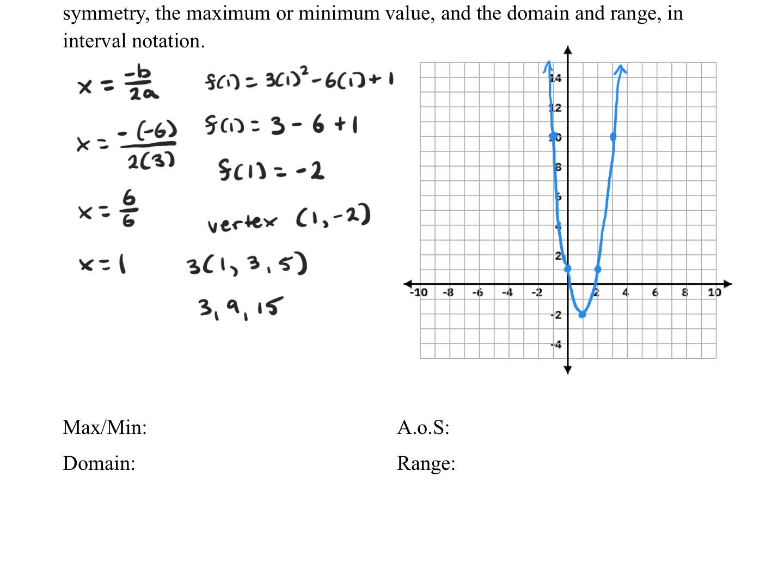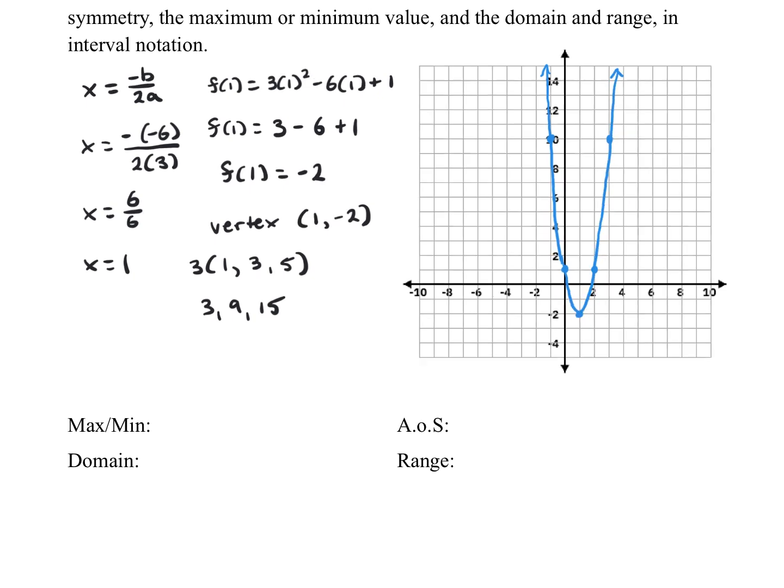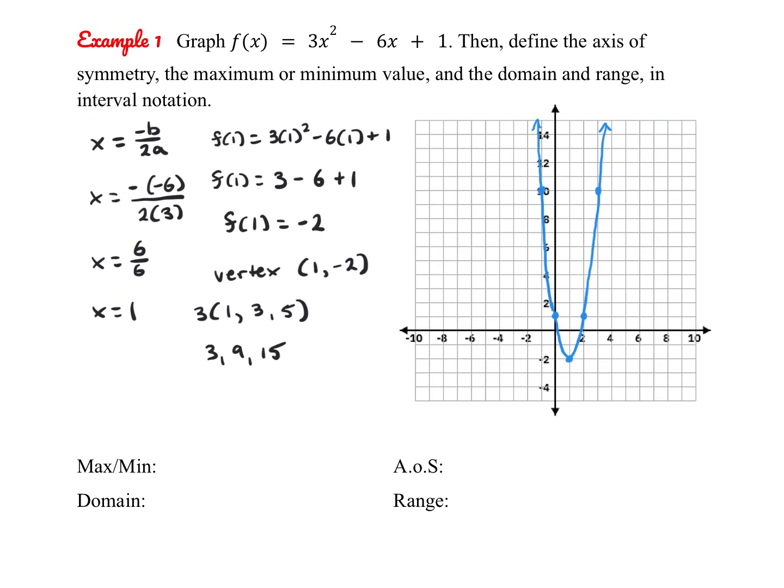Okay, now let's look for our maximum or minimum value. Since we have that upward facing parabola because of that positive A value, I do see that my graph hits a low point and then turns around, which would be a minimum. For this, we're always just going to name the Y value. Anything to do with height, we want the Y value. So our minimum value is Y equals negative 2. You'll see it's always the Y value of your vertex.